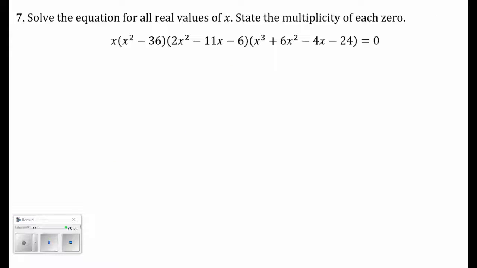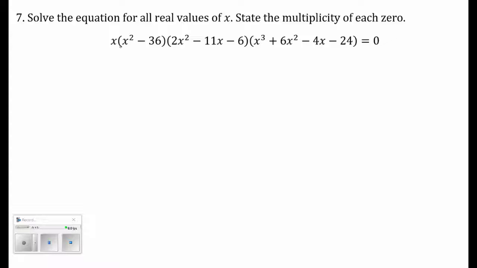Number 7, solve the equation for all real values of x. State the multiplicity of each zero. So, polynomial equation solving, I want it set equal to 0. It is. If not, we would have to collect the terms on one side. Now, because this looks ridiculous and all these things are being multiplied together, I'm going to apply the zero product property now instead of factoring it. But normally you would factor.